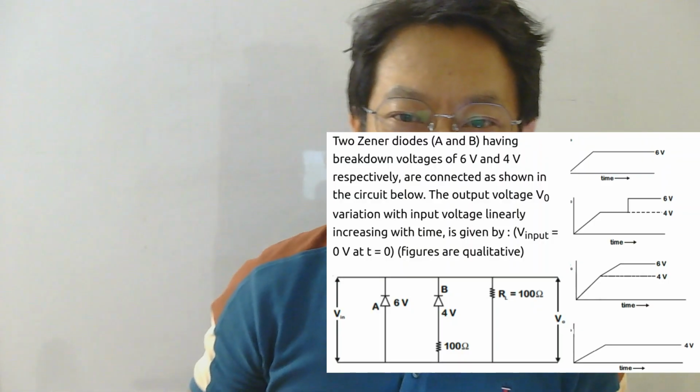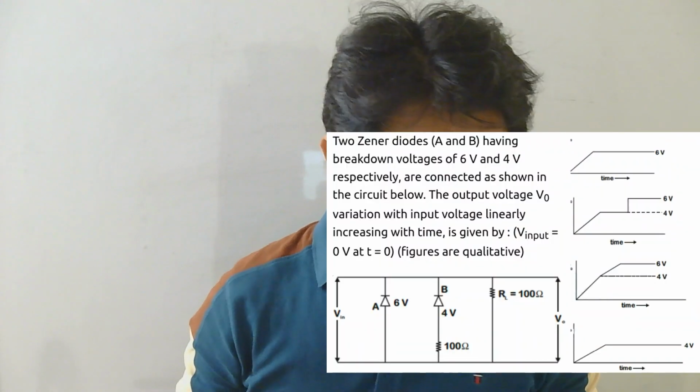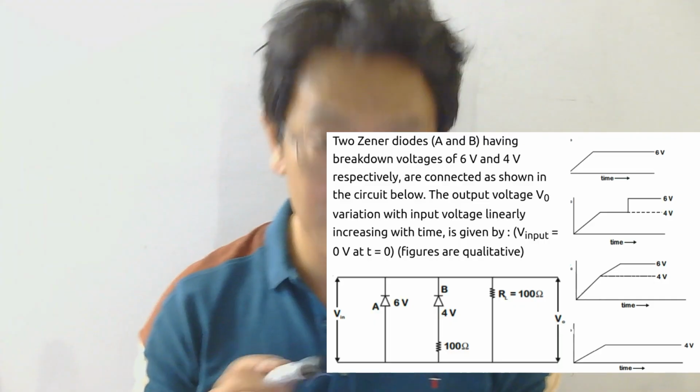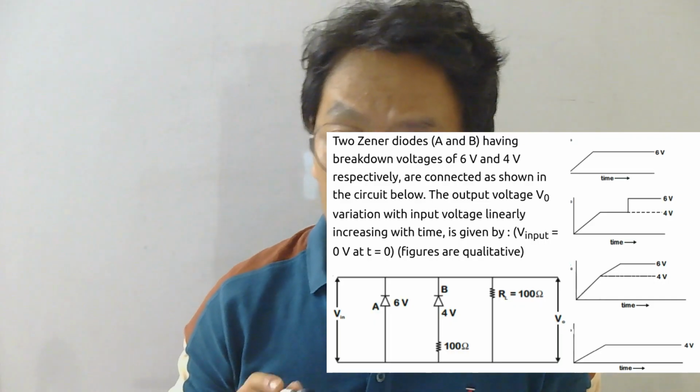The grammar doesn't seem very right here. What they are basically saying is they want the graph of output voltage with time when input voltage increases linearly with time, and here input voltage is considered to be 0 volt at time t equal to 0.